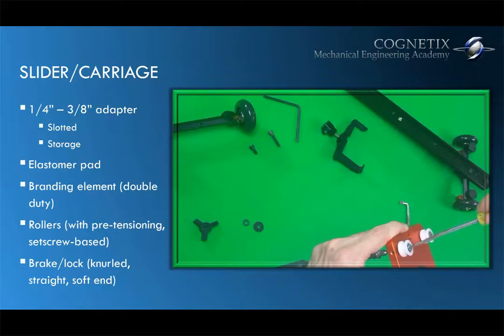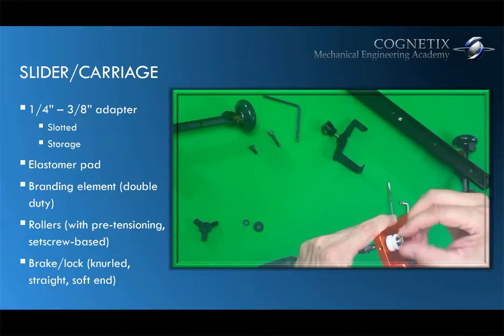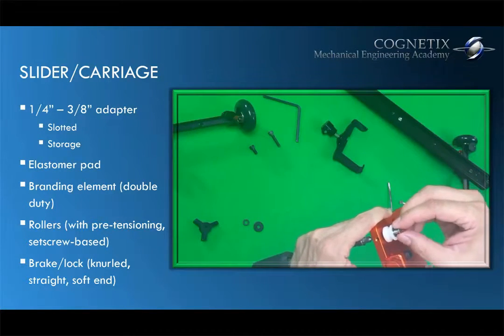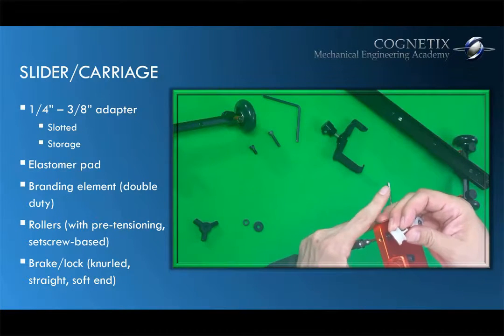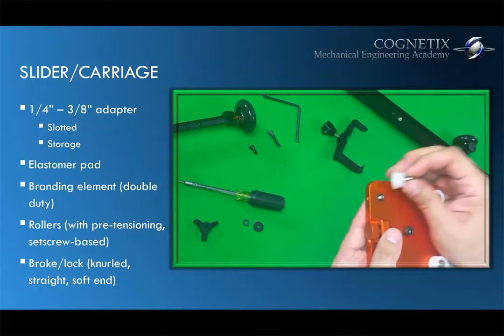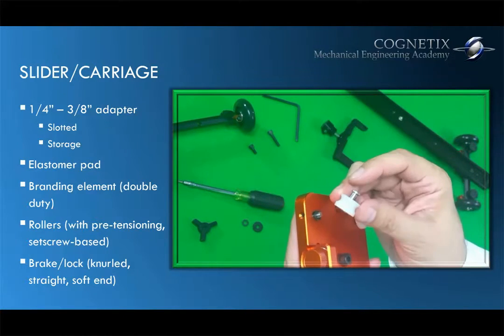Okay, it's coming off. All right, I think we're there. Can go the rest of the way by hand. There we go. Okay, so what we have here, the roller has come off.